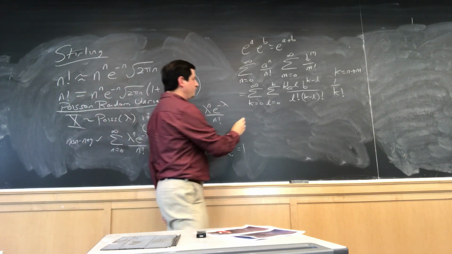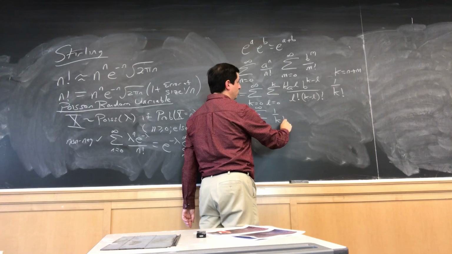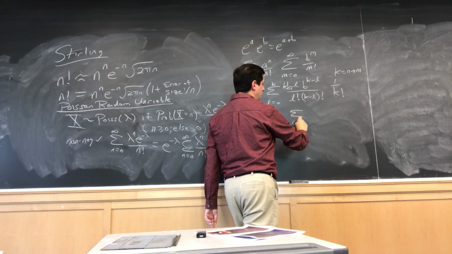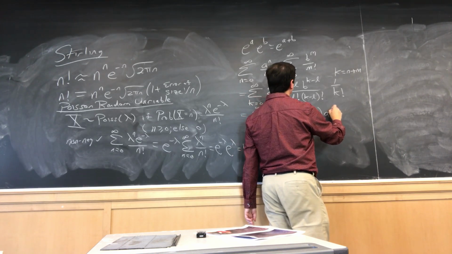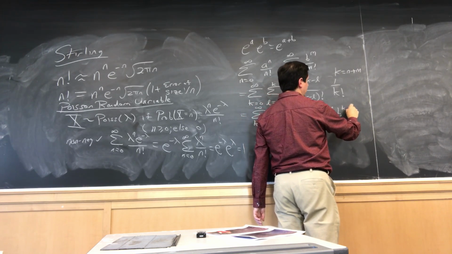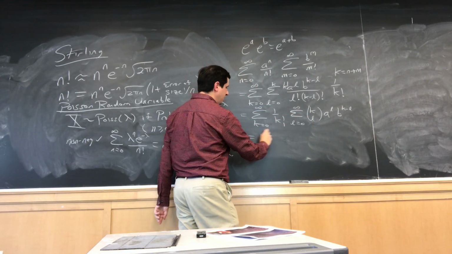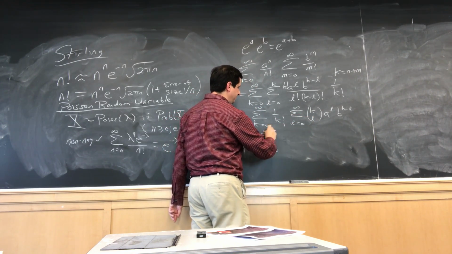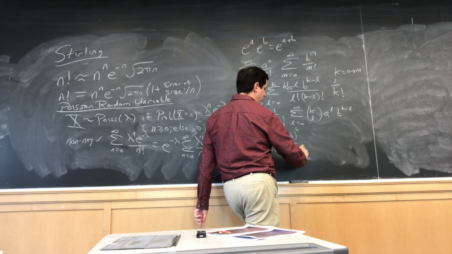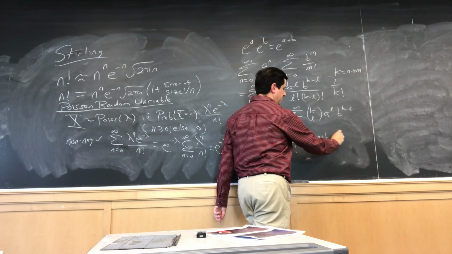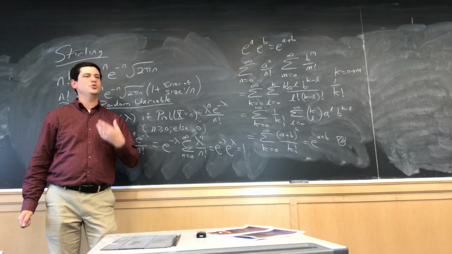And since the sum is only over L, this is the same as the sum, K goes from 0 to infinity, 1 over K factorial, looking good, sum L goes from 0 to infinity, K choose L, A to the L, B to the K minus L. Oh, well that's just A plus B to the K. And so now you get the sum, K goes from 0 to infinity, of A plus B to the K over K factorial, which is e to the A plus B.